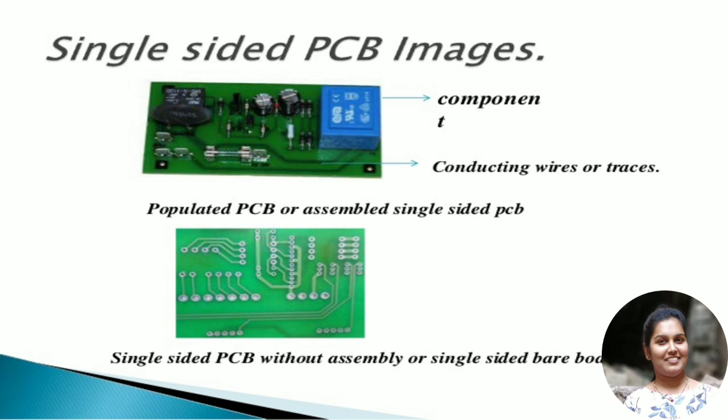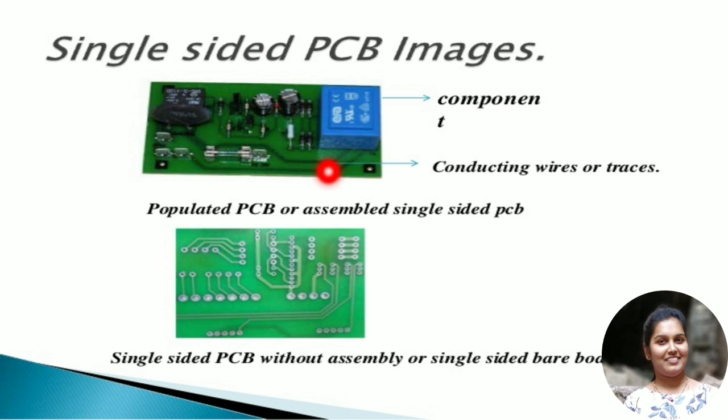In general, copper material is commonly used for creating the conducting path because it acts as a good conductor and it comes with low resistance. Because of the low resistance and good conductivity, generally copper is used as the conducting path for a single sided PCB. When you see these two diagrams, this is a PCB on which components are placed, so where these components are placed you can easily identify.